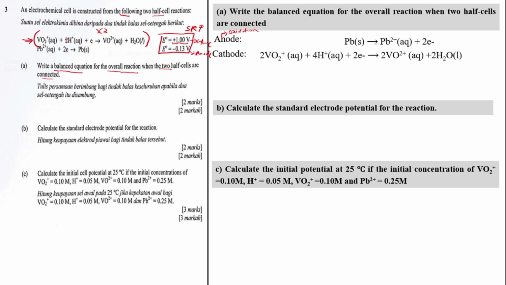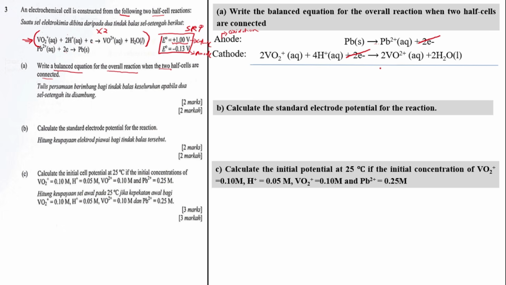So for the cathode, we're going to write back 2VO2 plus aqueous ion. 2 times 2H plus is going to be 4H plus. The electron becomes 2 electrons. And then VO2 plus here is going to be 2VO2 plus. And then 2 mole of water. Okay, so the next step is we're going to cancel the 2 electrons, and then cancel another 2 electrons at the back.